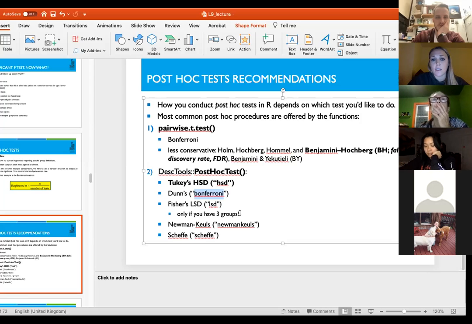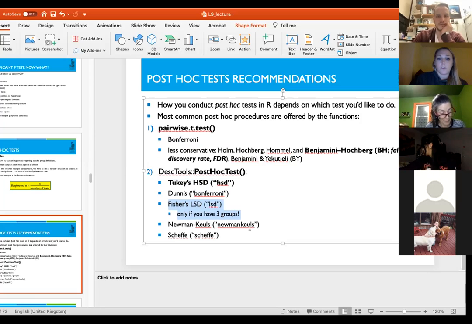Fisher's LSD, you can only use this one if you have 3 groups, because Fisher's least significant difference doesn't actually correct beyond 3 groups. So it's very liberal. It's the most liberal one, but it's so liberal that you can't use it if you have more than 3 groups and you're doing more than 3 comparisons.